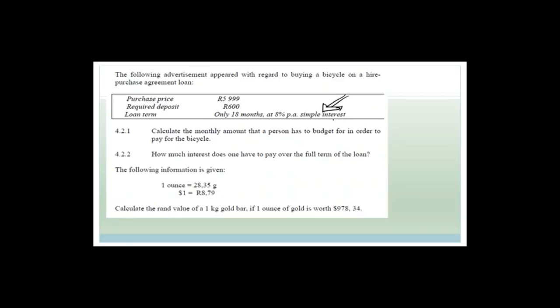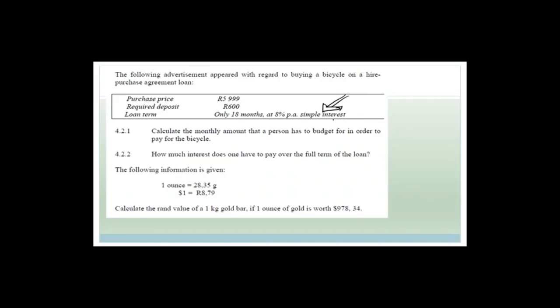So they told us that the purchase price was 5,999 Rand, and you're like, okay, fine. Then they've got the required deposit of 600 Rand, okay? And then they've got the loan term, which is 18 months, and it's 8% per annum simple interest. Now it says calculate the monthly amount that the person has to budget in order to be able to pay for this bicycle.